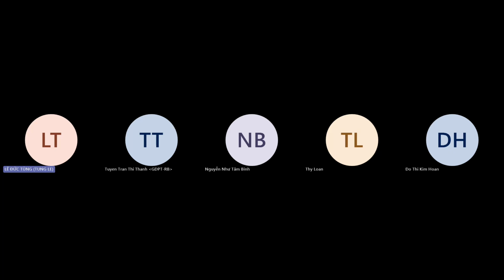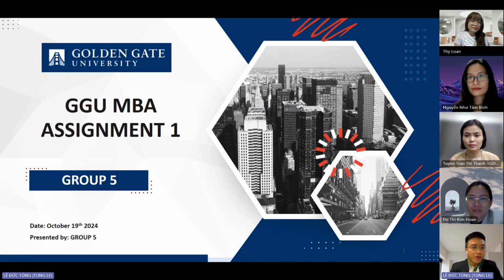Vietnam. Today, we would like to present our assignment 1. Totally, we have 5 members. The first one is Nguyễn Ngọc Thị Loan. The second member is Thị Kim Hoàn. The third one is me, Tùng. The fourth one is Nguyễn Như Tâm Bình, and the last one is Miss Trần Thị Tuyền.